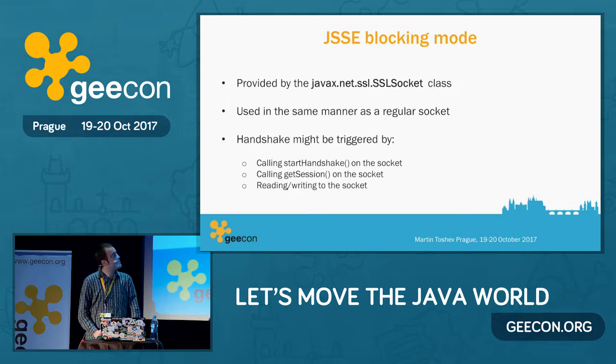And when you use the SSLSocket class, the handshake can be triggered in a number of ways. First, you can call the startHandshake method on the socket, or when you try to get a session, that may also trigger a handshake between the client and the server. And yet another way to trigger a handshake is when you try to read or write to the socket.